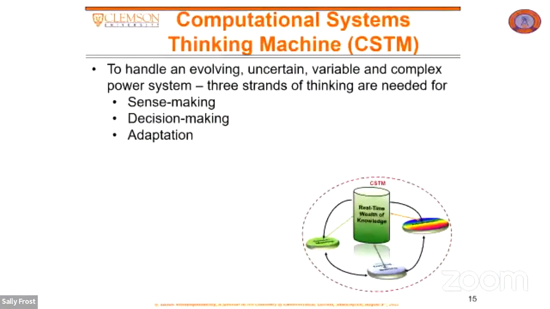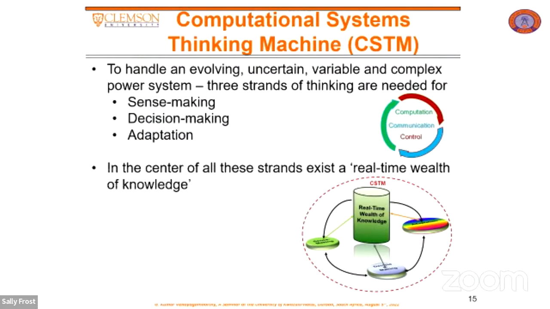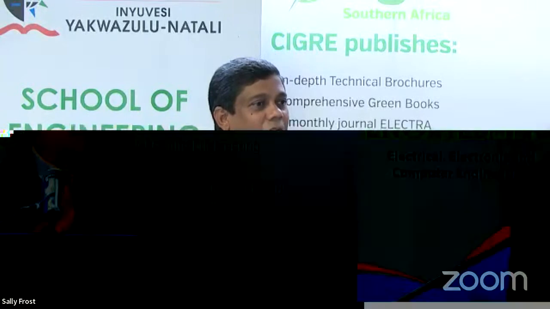So in the middle of these three is the real-time wealth of knowledge, which is the model. Okay, I say real-time wealth of knowledge because real-time means it has to be current. It can't be out of date. It can't be an outdated model. It has to be current with the current situation on the ground. And wealth means richness. Okay, the model has to be rich for the kind of problem you're solving. So the context is important.